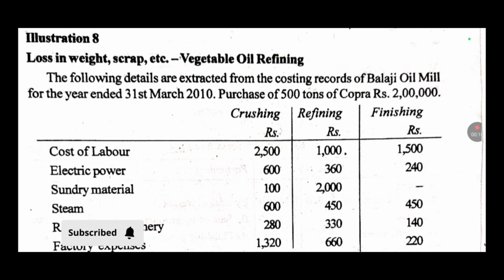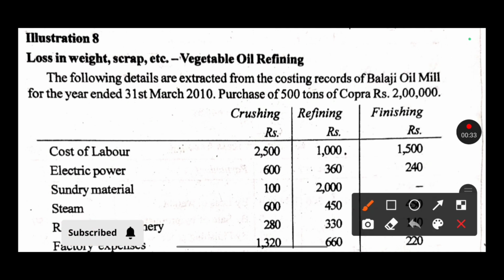The following details are extracted from the cost record of Biology Oil Mill for the year ended 31st March 2010. Purchases of 500 tons of copra for rupees 2 lakh. So Biology Oil Mill produces copra oil, that means coconut oil. The input item is 500 tons and the cost of the copra material is 2 lakh rupees.